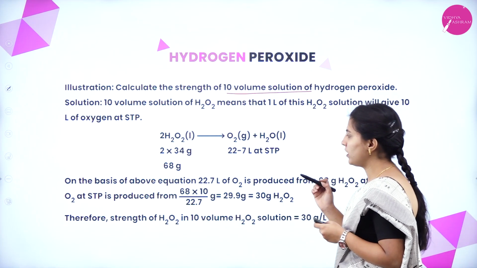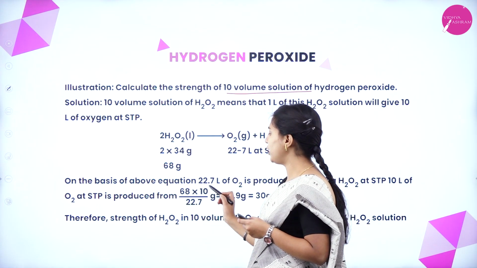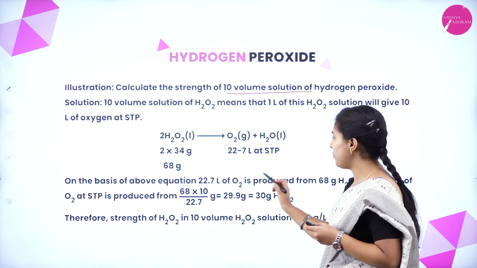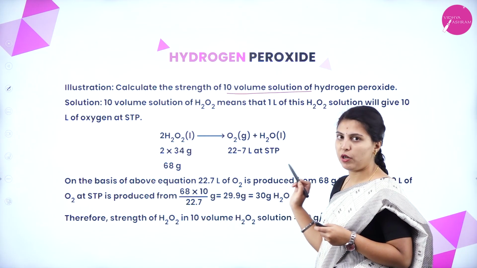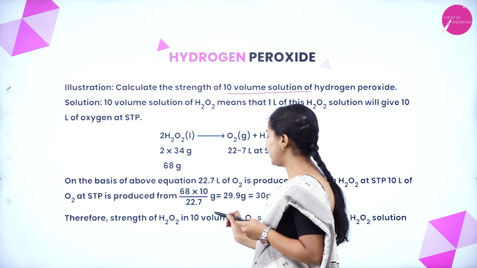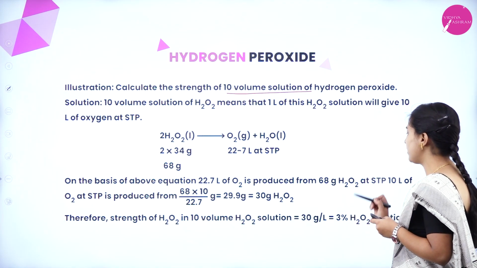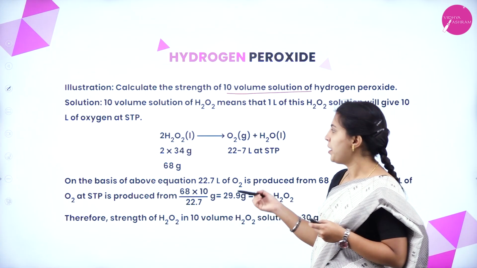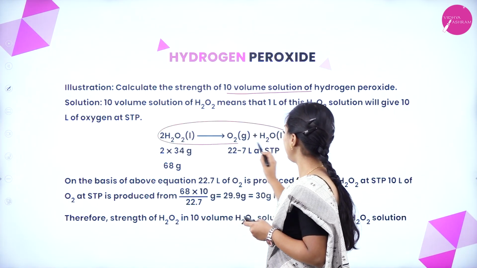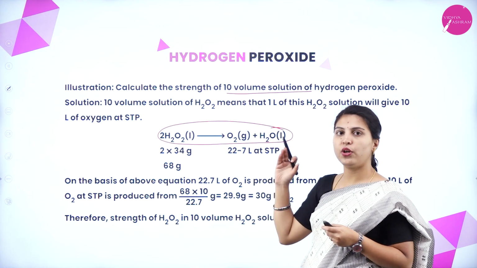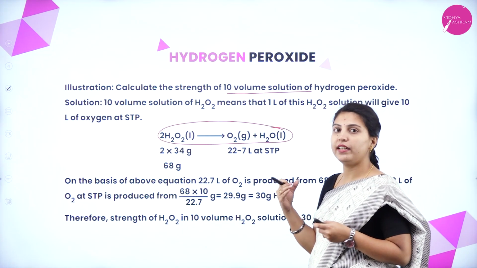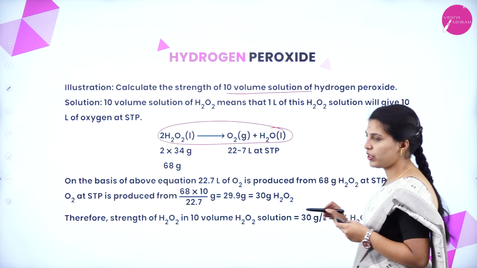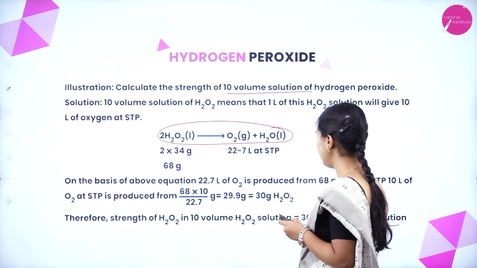10 liters of oxygen at STP is produced from 68 into 10 by 22.7, which gives 29.9 grams, that is 30 grams of hydrogen peroxide. Therefore, the strength of hydrogen peroxide in 10 volume H2O2 solution is 30 grams per liter, that is 3% hydrogen peroxide solution will be present. This is the very important reaction to illustrate how much strength of hydrogen peroxide is present in 10 volume of solution. So, it shows 3% H2O2 solution is present or 30 grams per liter is present.